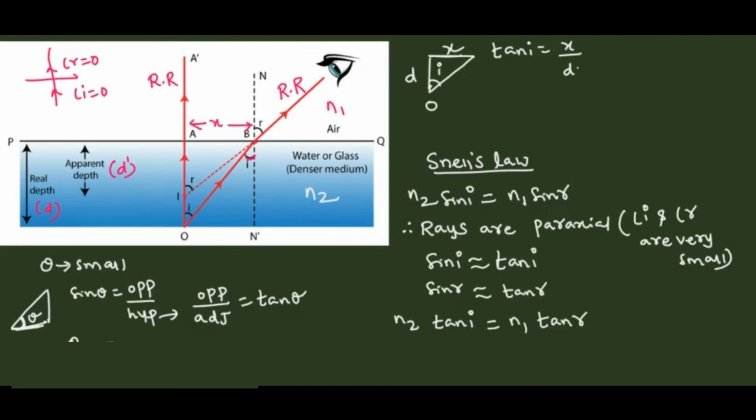Next, to calculate tan r, tan r means for the image. So draw for the image; this is a triangle. At the image the angle is r. This is again the x distance, but this is a plane surface. Plane surface to image distance is d dash. So tan r is equal to opposite x and adjacent d dash. So substitute: n2, in the place of tan i, x by d, is equal to, in the place of tan r, x by d dash, or not?